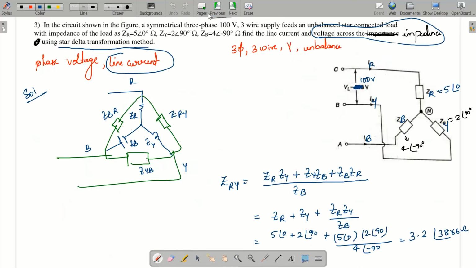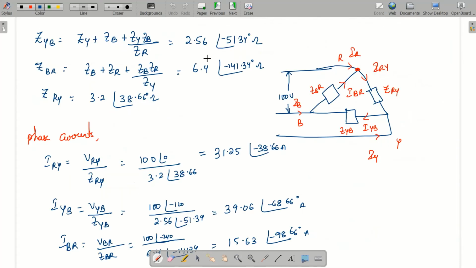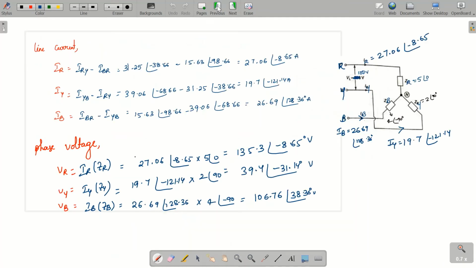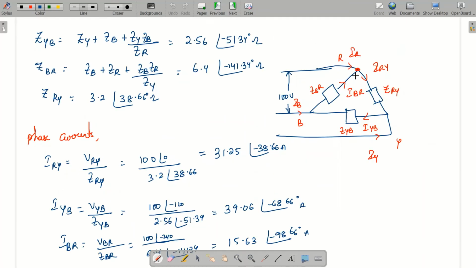See here, they had given a 3-phase 3-wire unbalanced star connected load. It is difficult to solve using this 3-phase 3-wire star connected unbalanced load. So for that reason, first we converted this star connected load to the delta equivalent. Then we found the phase currents. From the phase currents we found the line currents. These line currents will be the same whether it is star connected or delta equivalent.